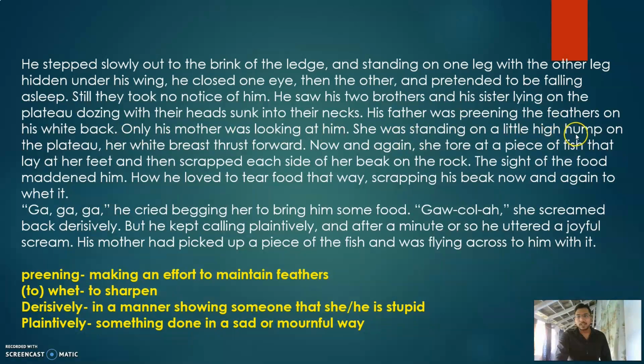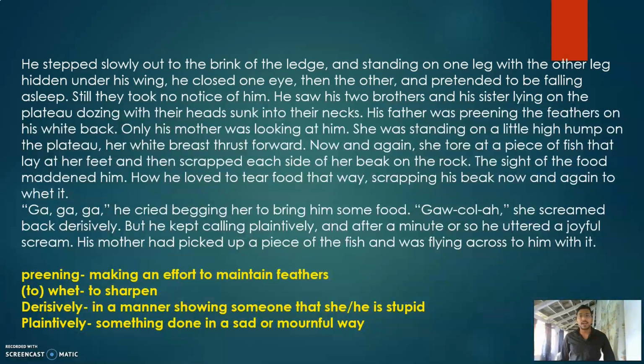She was standing on the little high hump on the plateau. Hump means a raised portion. You have seen, camels have a hump on their back. So there was a hump on the plateau, and there the mother was standing straight, her white breast thrust forward, means she was standing in an upright position.